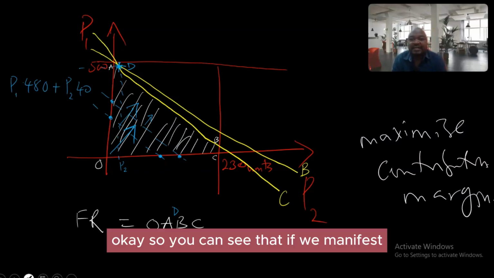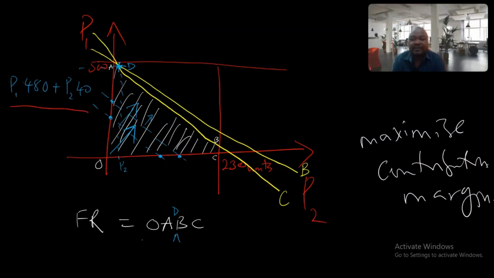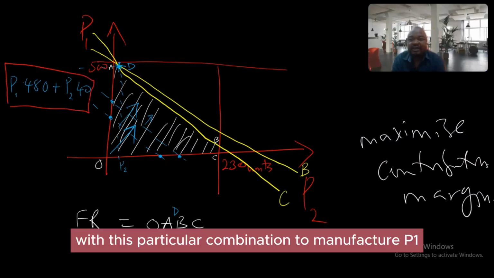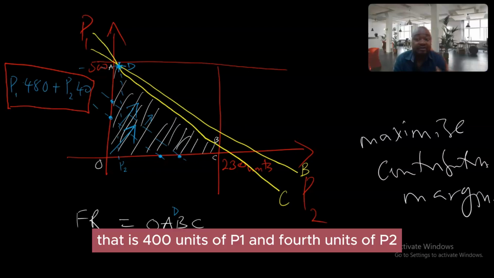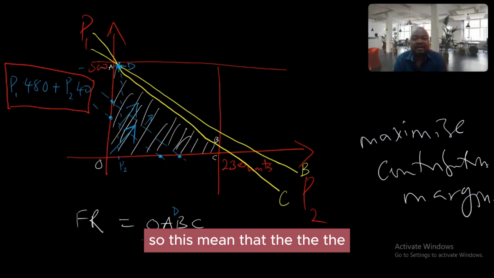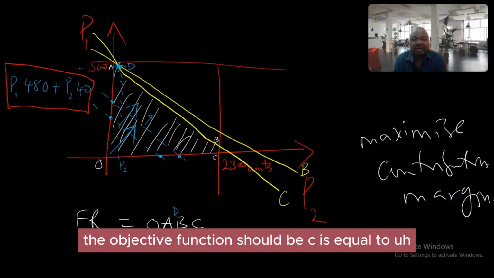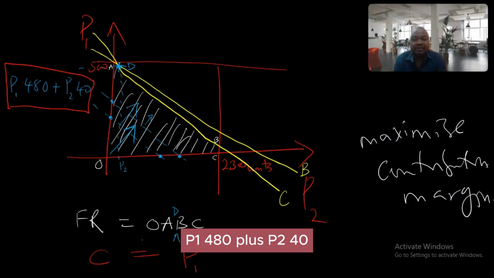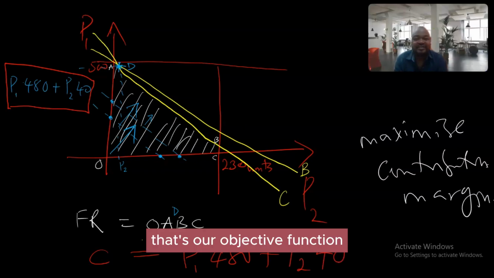Okay, so you can see that if we manufacture with this particular combination, if we manufacture 400 units of P1 and 40 units of P2, we are going to achieve our contribution. So this means that the objective function should be C is equal to P1 480 plus P2 40. That's our objective function.